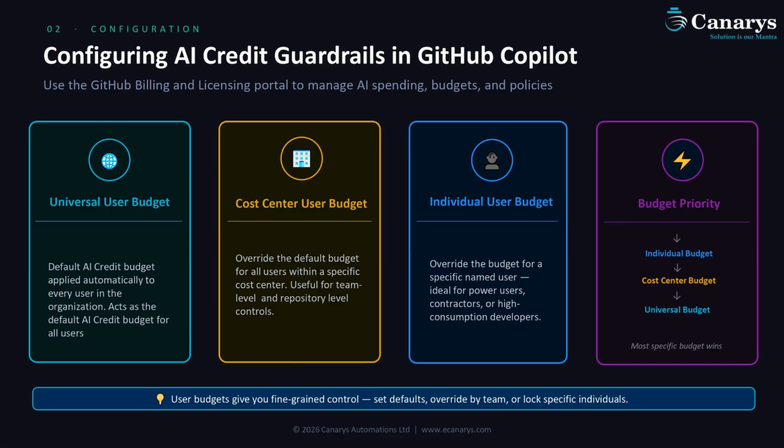The universal user budget is the default budget that automatically applies to all users in the organization. If a group of users, such as a cost center or business unit, needs a different limit, you can configure a cost center user budget, which overrides the universal budget for everyone in that cost center. Finally, for specific developers, such as power users or contractors, you can assign an individual user budget, which takes the highest priority. In other words, GitHub always applies the most specific budget available. Individual budget overrides cost center budget, which overrides the universal budget.